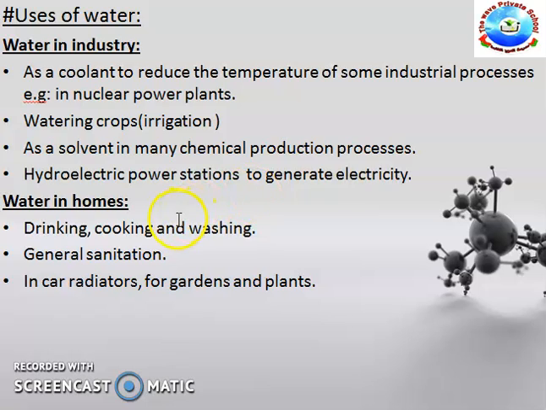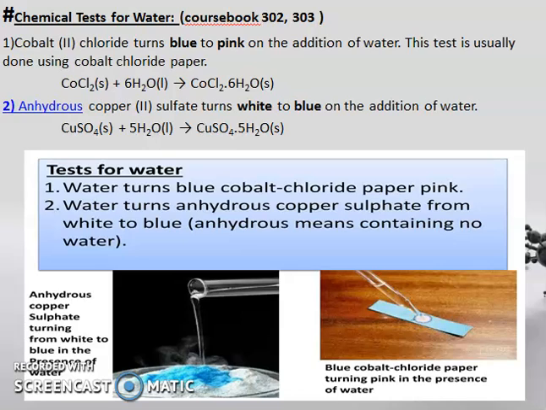Okay, now let's see water in homes. It is used in drinking, cooking and washing, and in general sanitation, and in car radiators, for gardens and plants. Now we saw the treatment of water and uses of water. Let us see chemical tests for water. What are its chemical tests? Now let's see the chemical tests for water.